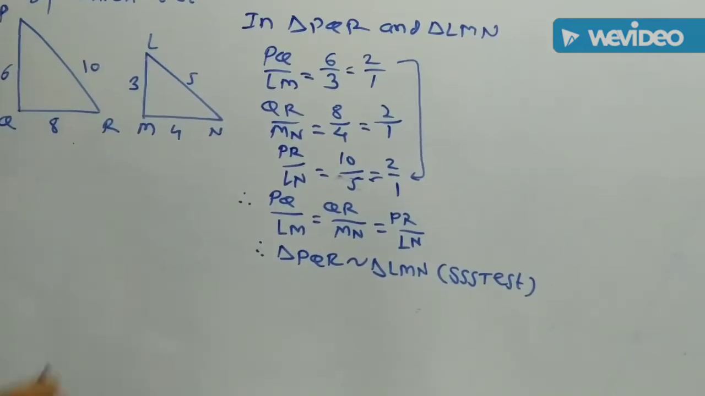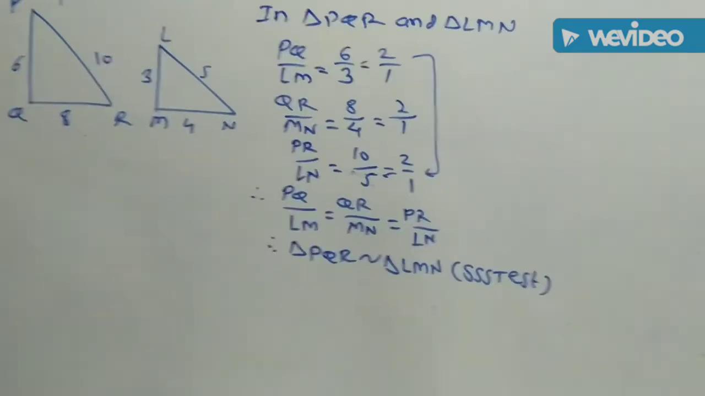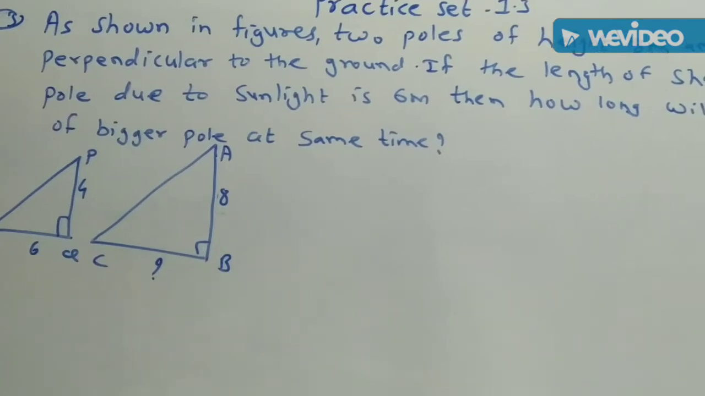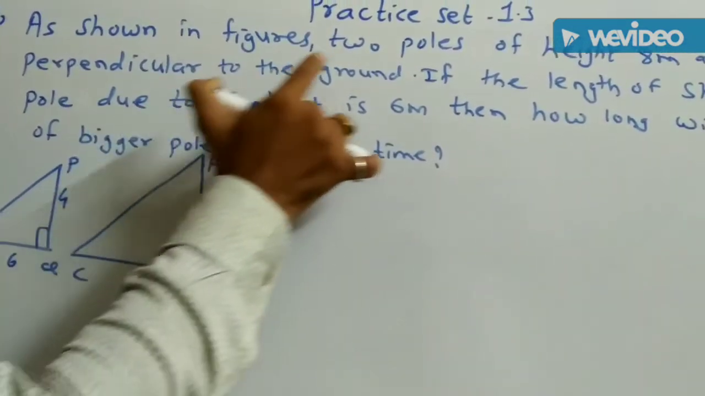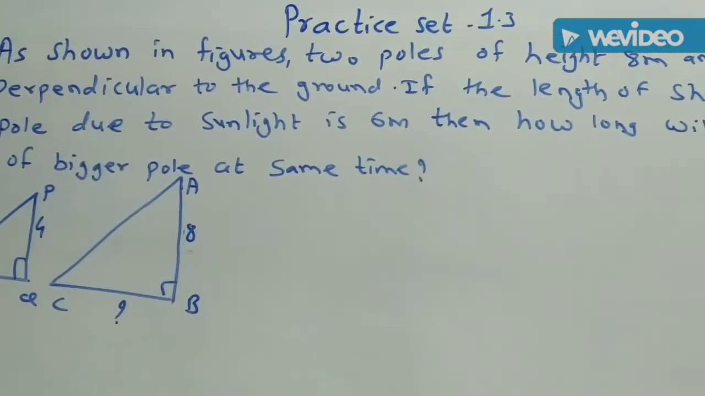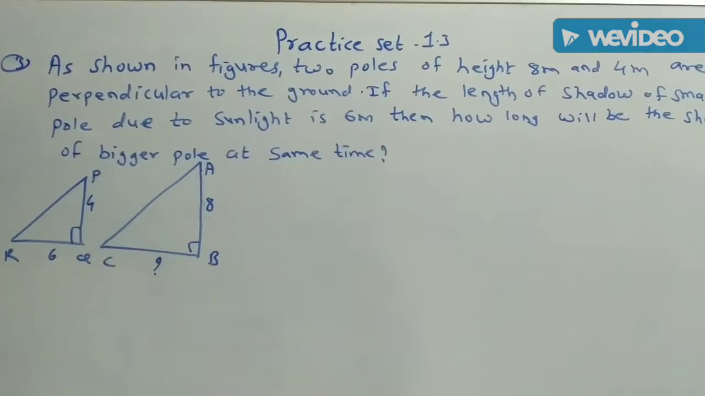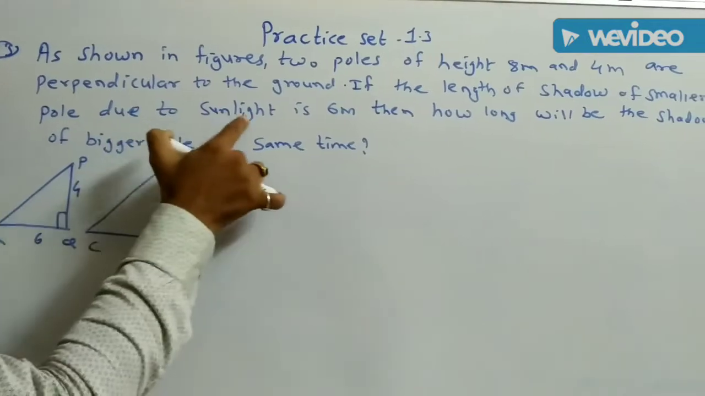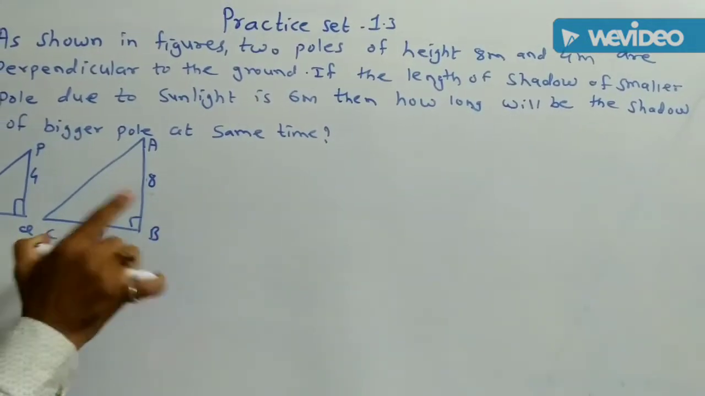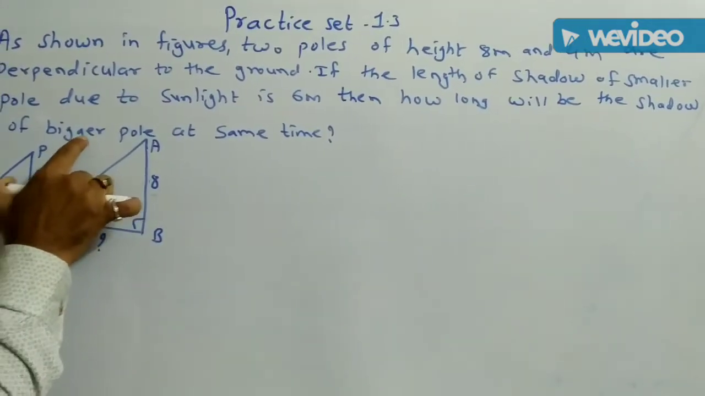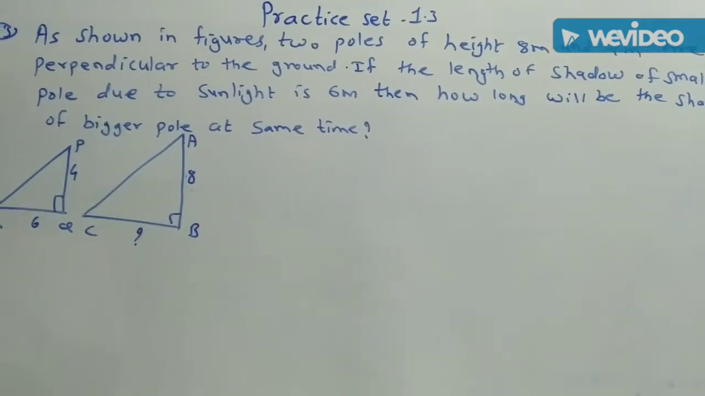SSS test, and this is which we have to prove. Next example is, as shown in figures, two poles of height 8 meter and 4 meter are perpendicular to the ground. If length of the shadow of smaller pole due to the sunlight is 6 meter, then how long will be the shadow of bigger pole at the same time?